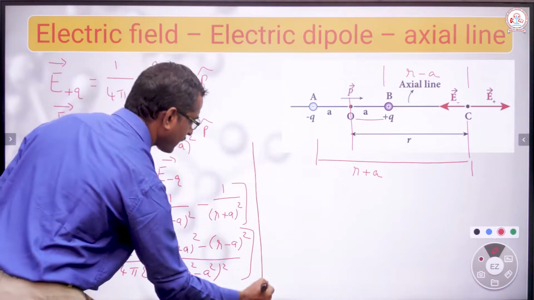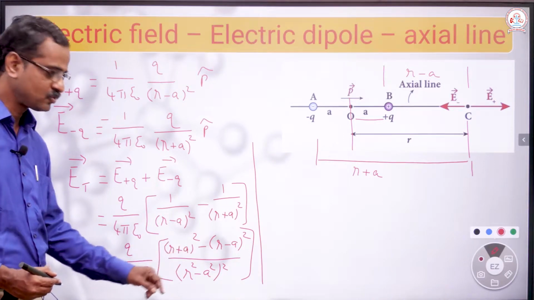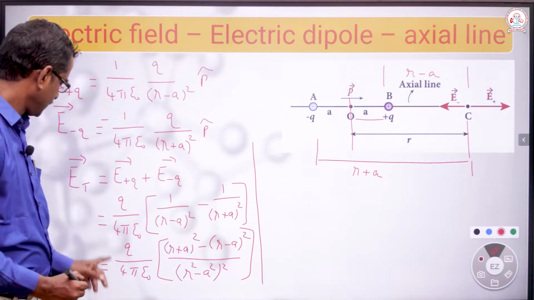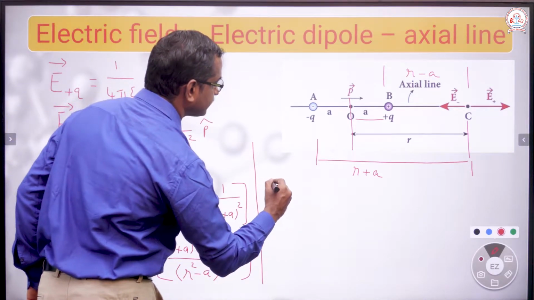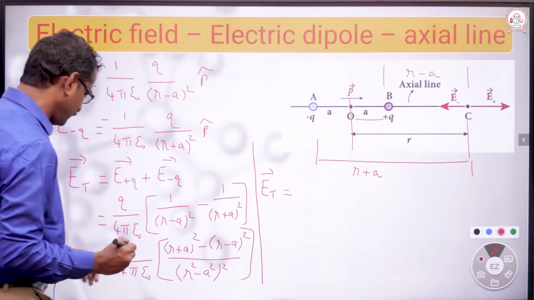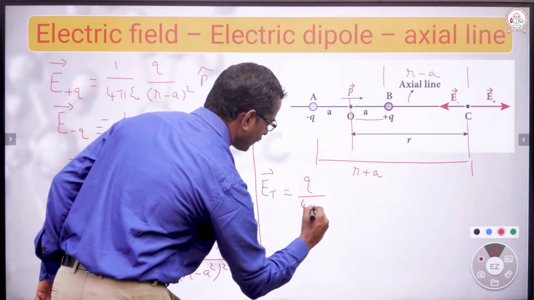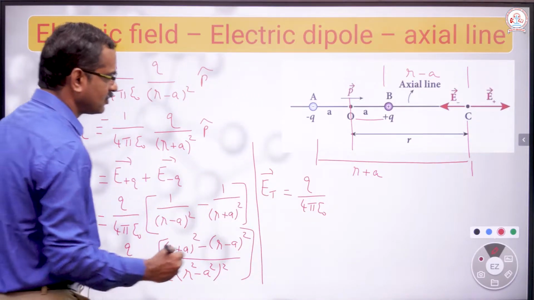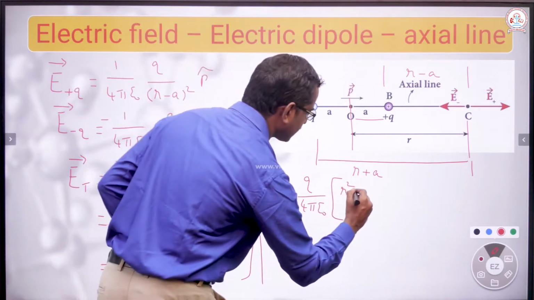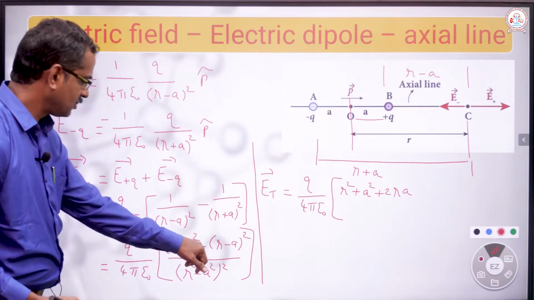In the next step, we can write that (A plus B) whole square is A square plus B square plus 2AB, and (A minus B) whole square is A square plus B square minus 2AB. Then the total electric field at the point C is equal to Q divided by 4 pi epsilon naught, times (A plus B) whole square, A square plus B square plus 2AB, with a minus sign here.